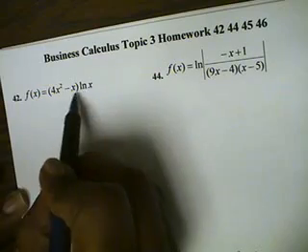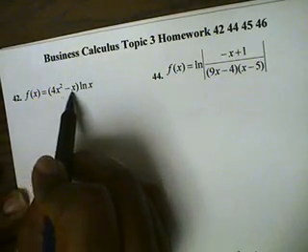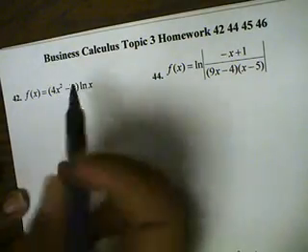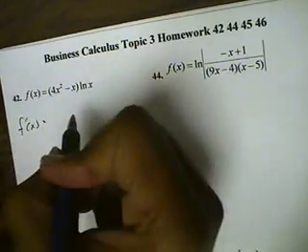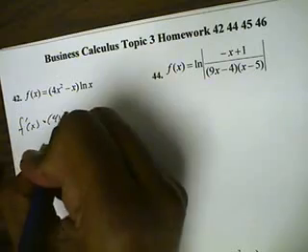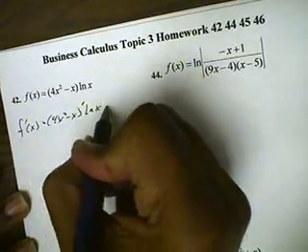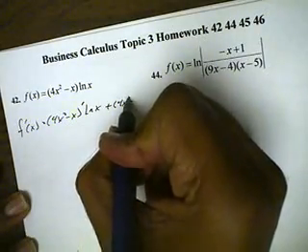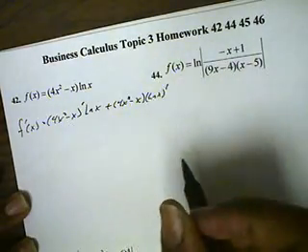Since this function is made out of two functions, 4x squared minus x and the natural log of x, and these two functions are multiplying, to take a derivative of two functions while they're multiplying, we use the product rule. So this will be the derivative of 4x squared minus x times natural log of x, plus 4x squared minus x times the derivative of the natural log of x.